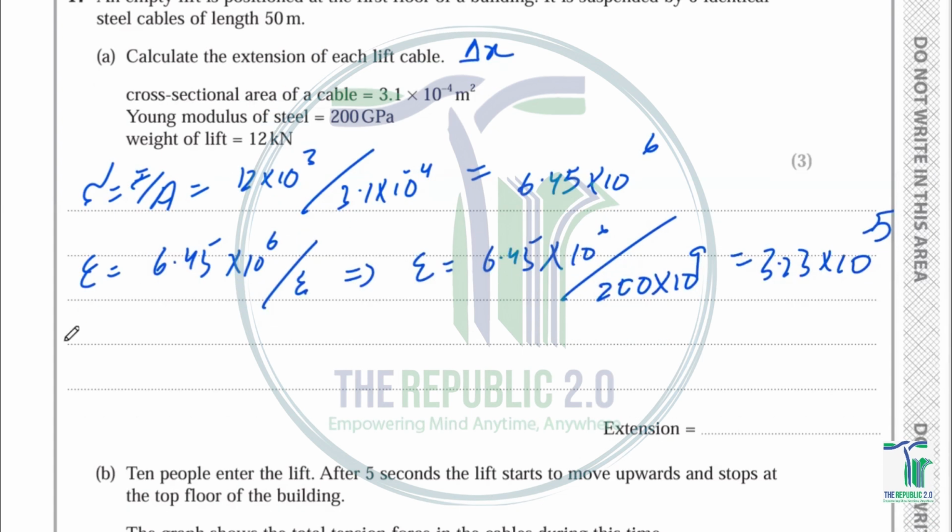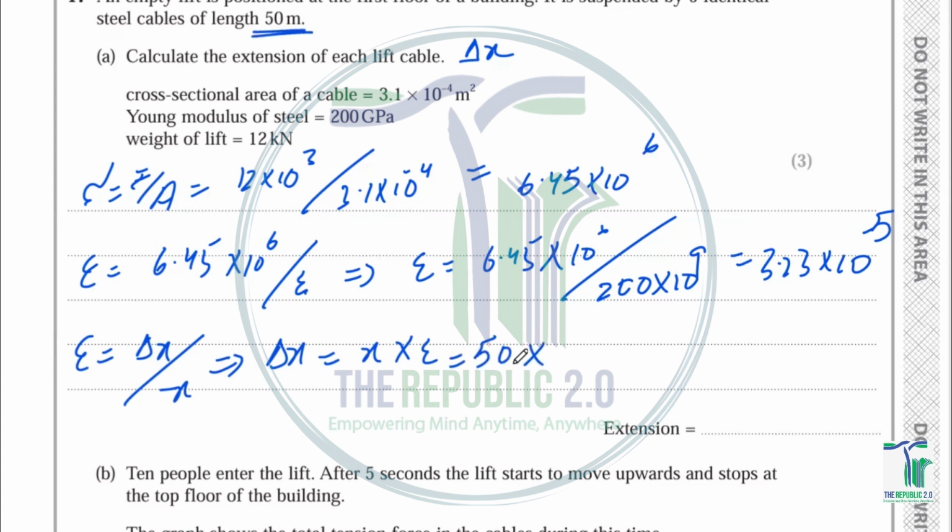At the end of the day, I'm just going to talk about the strains. Strain is delta X upon X, the original length. So the extension comes out to be original length times the strain. Now, if you think about it, the original length of the cable was 50 meters. So 50 times the strain, and the strain is 3.23 times 10 raised to the power of negative 5. And I would be having 1.61 times 10 raised to the power of negative 5 meters. So that is the extension we're looking for.